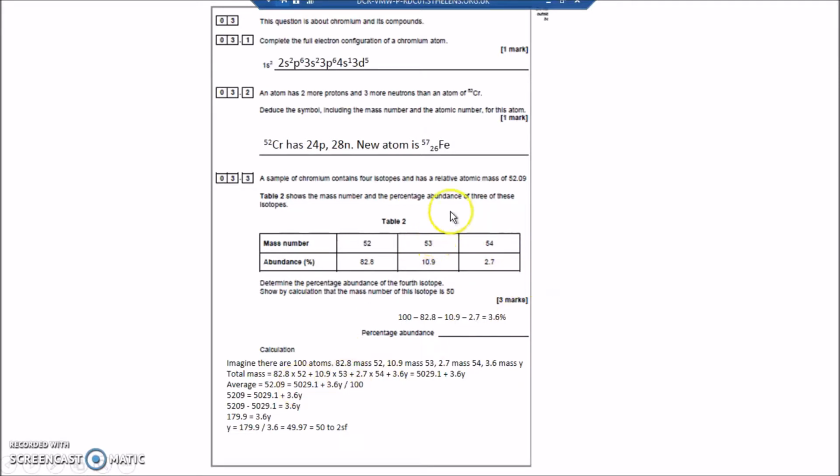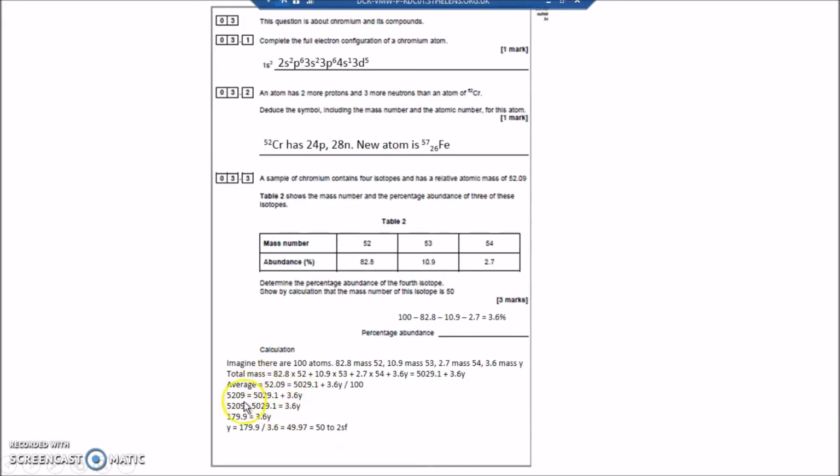Now, what's an average? An average is the total mass, which I've worked out as 5029.1 + 3.6y, divided by the number of particles. The number of particles is 100 because I've decided that. So 5029.1 + 3.6y divided by 100 equals the average. And we're given the average, 52.09. So if I multiply both sides by 100, 5209 equals 5029.1 + 3.6y.